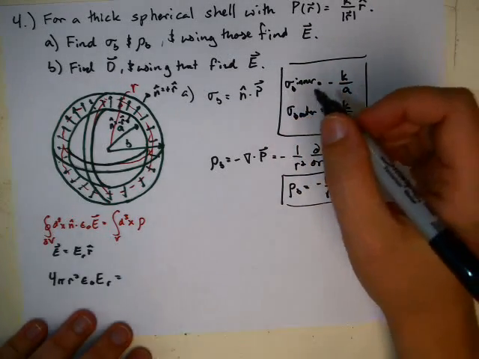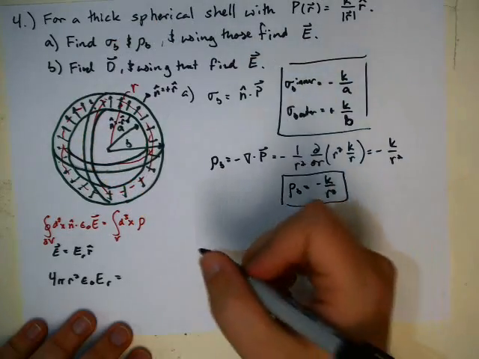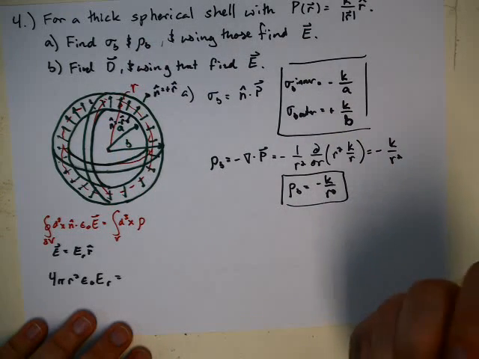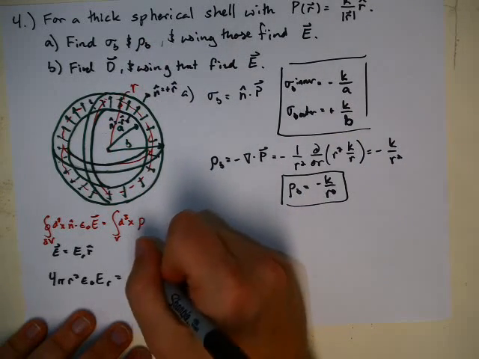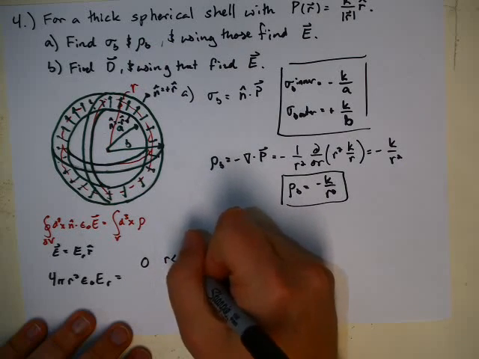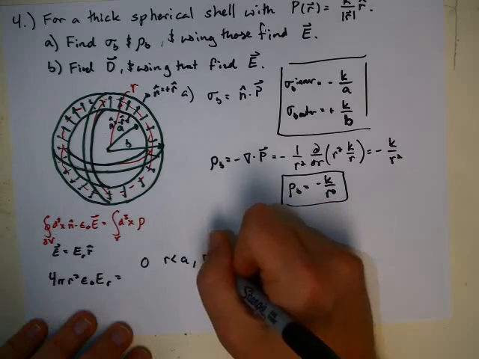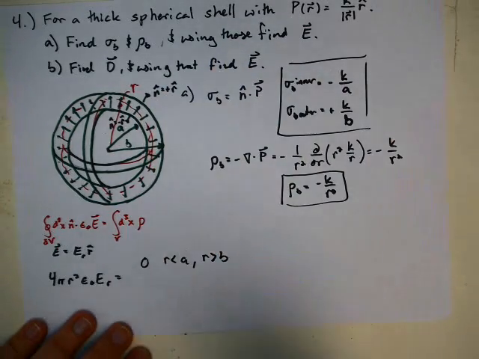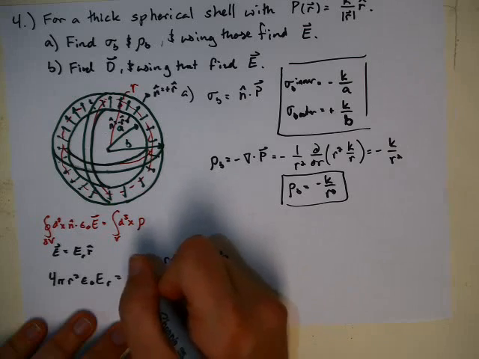We know here that in the region for r less than a, the charge enclosed is 0, but also for r greater than b. Because this is a neutral dielectric, there might be bound charges on here, but we know they cancel out perfectly. So we have that.